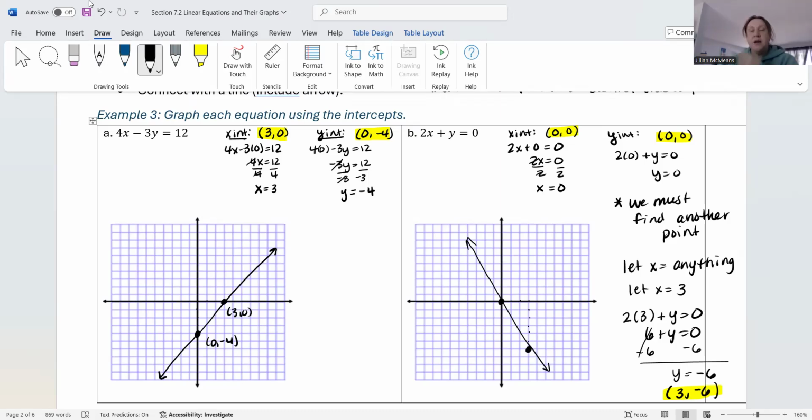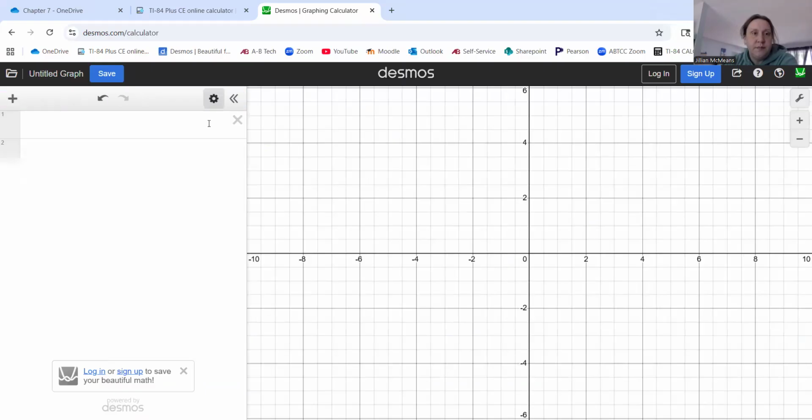Okay, now, I know what was going on in my Desmos. I didn't solve it for y. So when we go over to Desmos, we have 2x plus y equals 0.